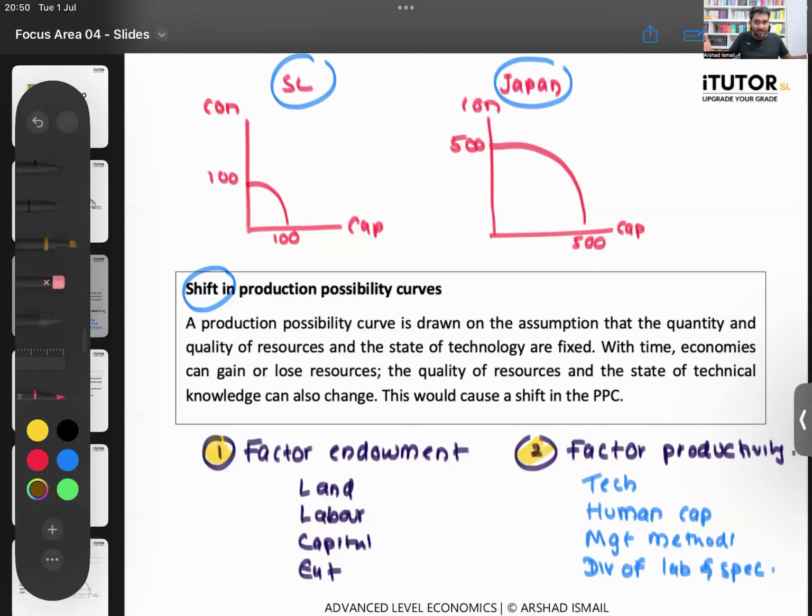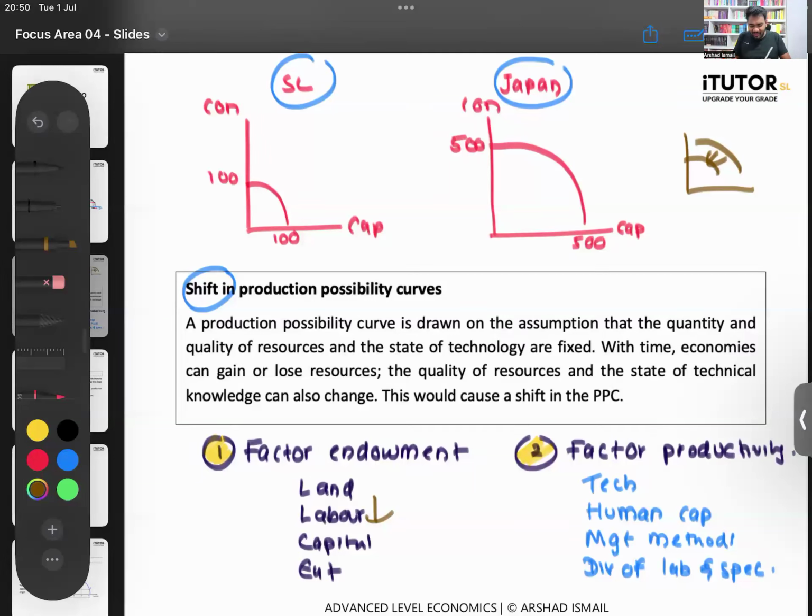Let's say earlier you had 5 million people. Now let's say 1 million have gone abroad. The amount of your labor has come down. You will shift your PPC inside. Labor has reduced. You can call it brain drain. We have lost your skills anyway. It's an inward shift. See, that is how they give you questions.